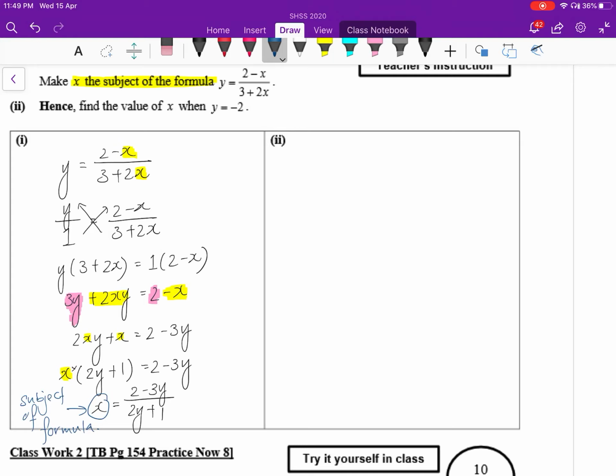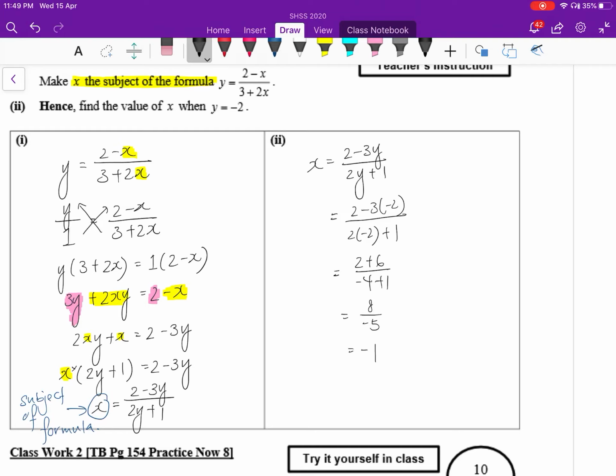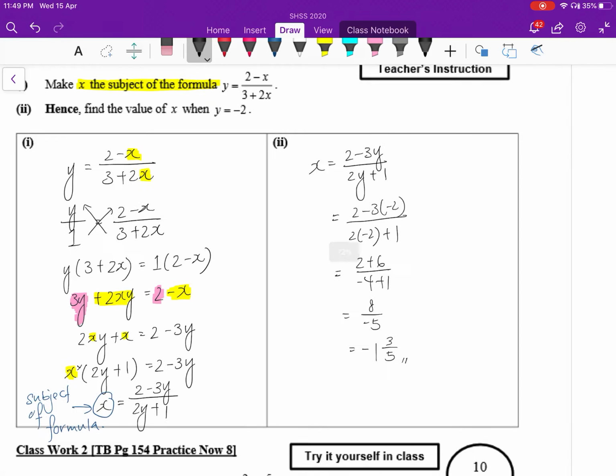Alright, part B, very simple, just substitute y equals minus 2 into your answer. So 2 minus 3y over 2y plus 1. Now, don't make a careless mistake. If you make a careless mistake in part 1, in part 2 you'll make a careless mistake as well. 2 plus 6 over minus 4 plus 1. That would be 8 over minus 5. Simplify your fraction. That would be minus 1 and 3 over 5. And we are done with example number 2.